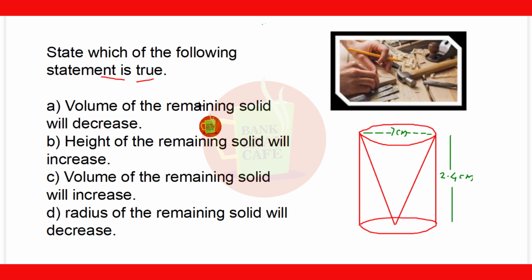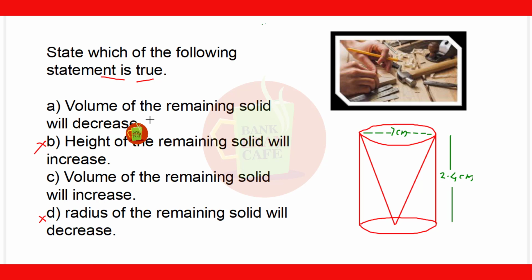The first statement is volume of the remaining solid will decrease, height of the remaining solid will increase, volume of the remaining solid will increase, and radius of the remaining solid will decrease. Friends, here the options B and D you can straight away reject, because it is mentioned in the question itself that the height and the radius are the same, and therefore the height and the radius of the remaining solid will remain the same. So B and D options are straight away rejected.